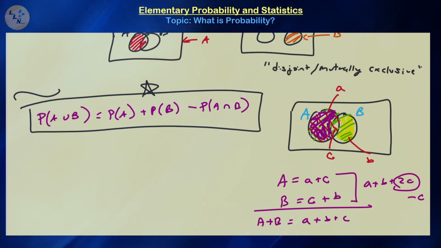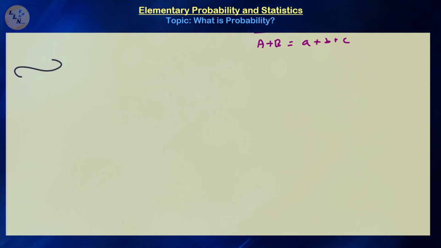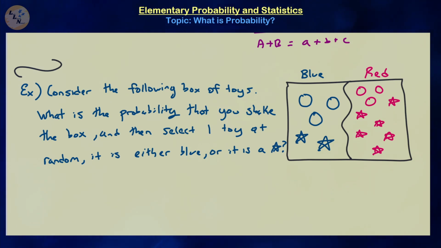So let us look at a particular example of how we can use this in practice. Let's go through the statement. I'll just pause this video, write it, and then unpause, so you don't have to see me write and talk for 10 minutes. Consider the following box of toys that I've graphed on the right-hand side. The box of toys consists of blue toys, red toys, circles, and stars, as indicated as I have drawn. What is the probability that if you shake the box and then select one toy at random, that it is either blue or a star?